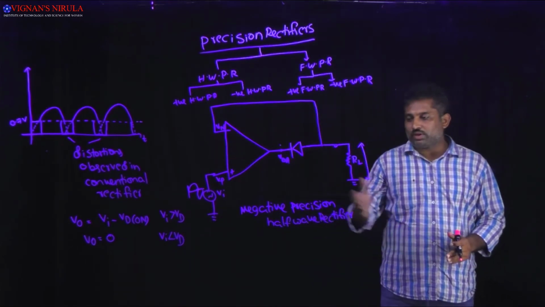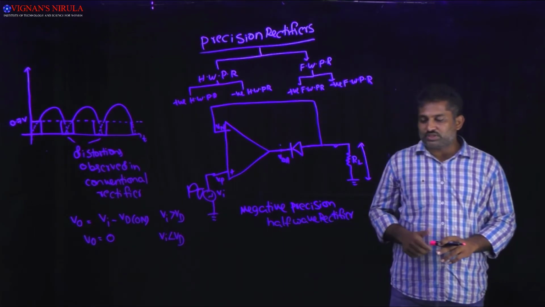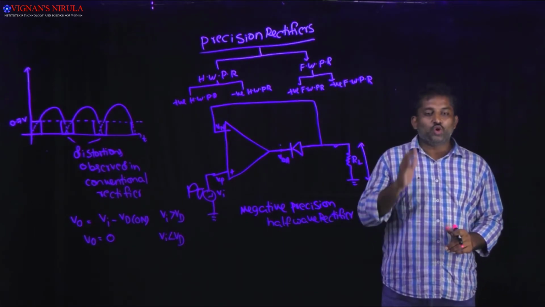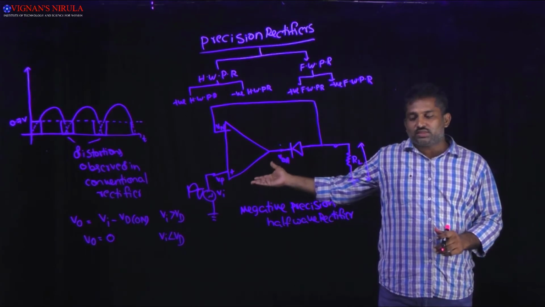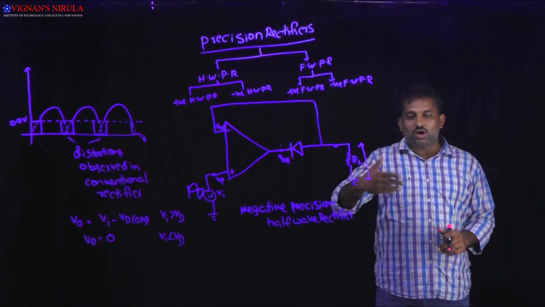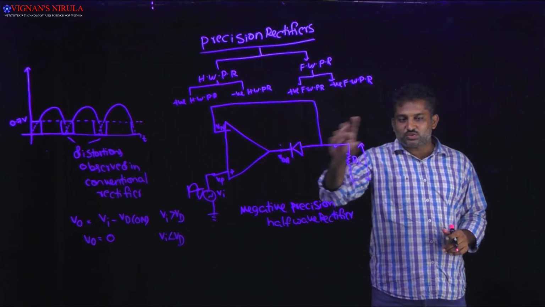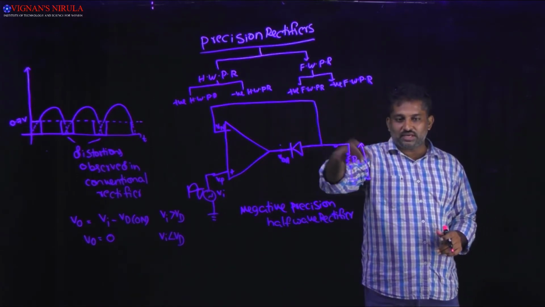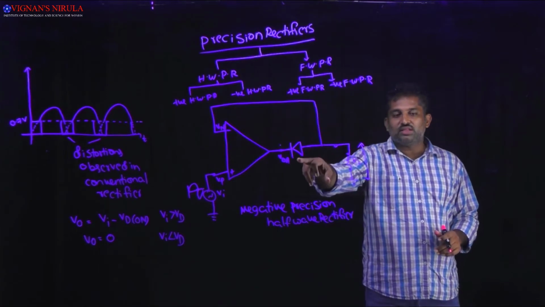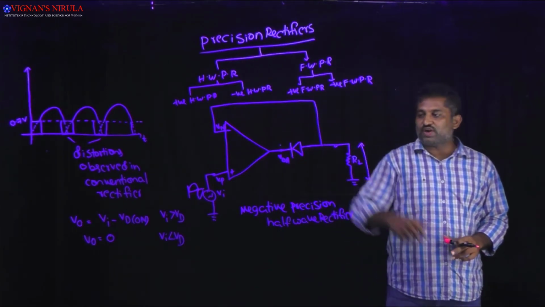Now I am going to explain the negative precision half wave rectifier. If you compare this circuit with the previous circuit, which is the positive precision half wave rectifier, there is a small change in the circuit. There the diode is connected in the opposite fashion. Here the diode is connected in this fashion.